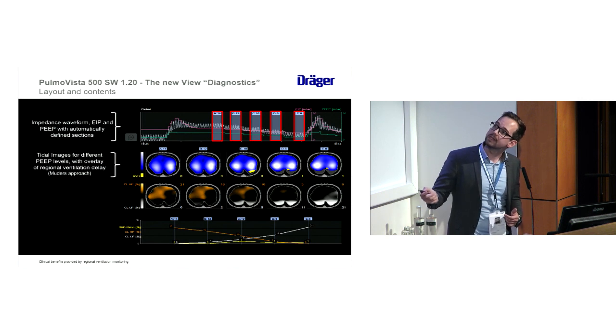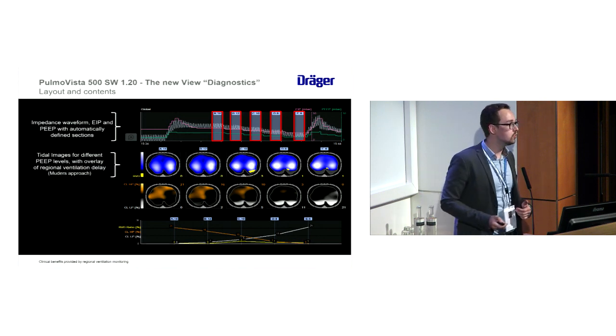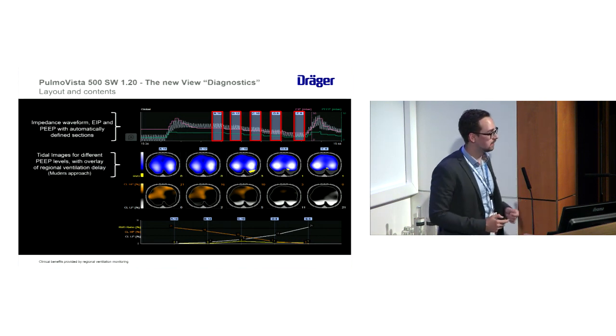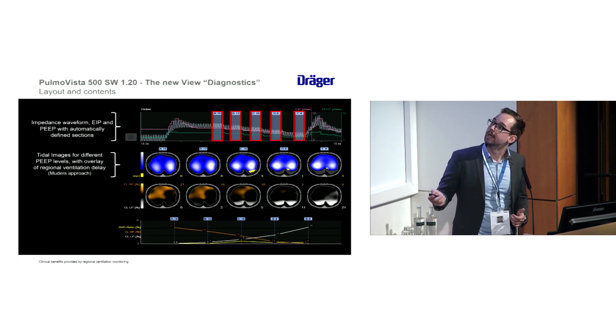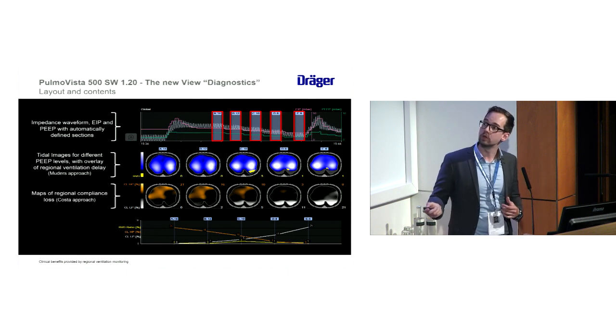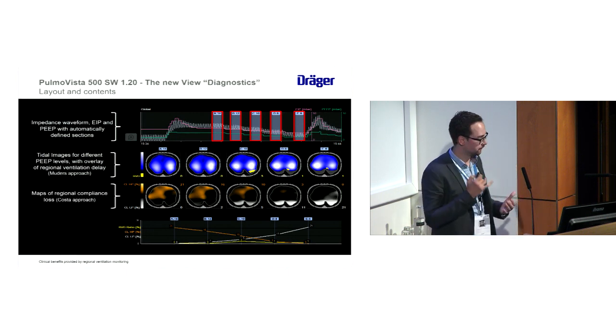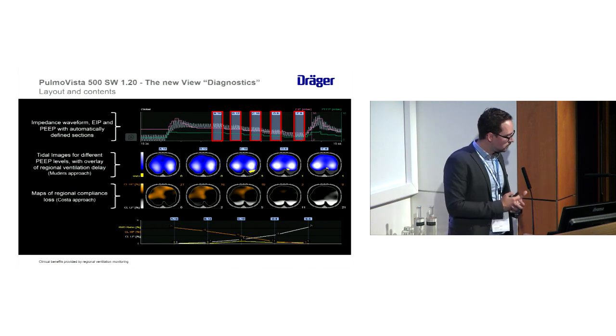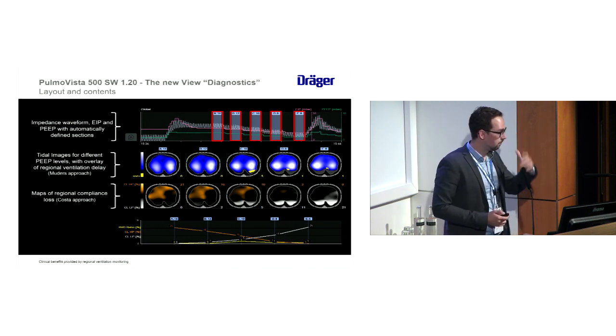What we can see nicely is the lower we go with the PEEP, if we look down here, that we are losing ventilation in the dorsal part of the lung. But this is something that was already kind of familiar information. But what we're also doing is computing and analyzing compliance maps.